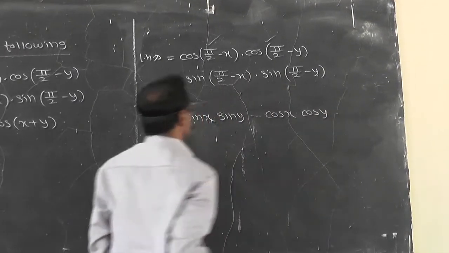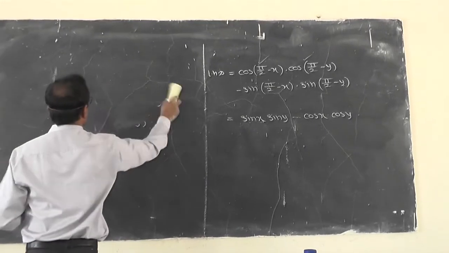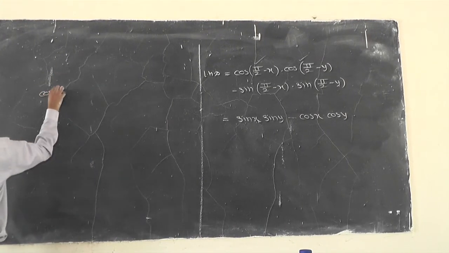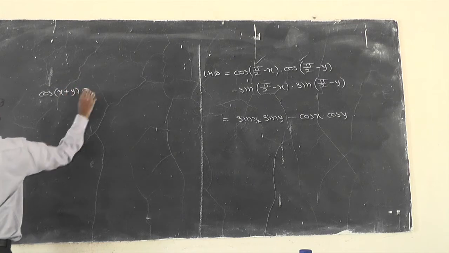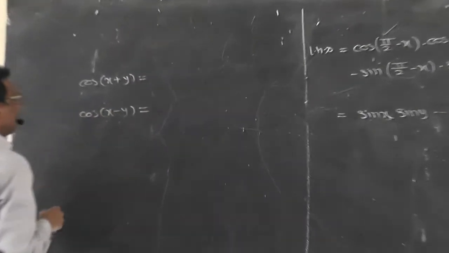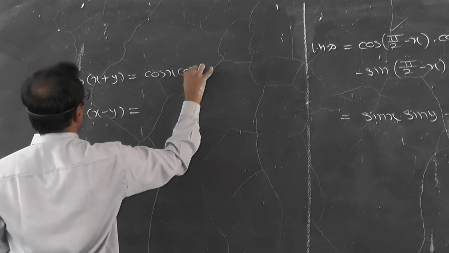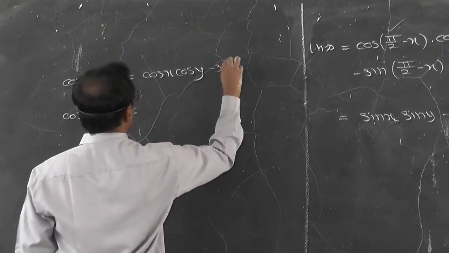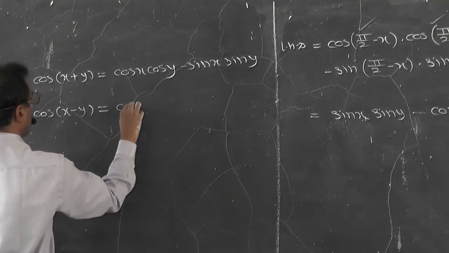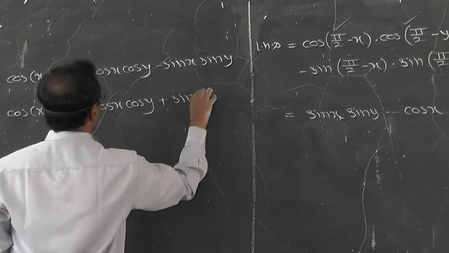Now as far as the current chapter is concerned, that is trigonometry second, in that we are discussing the formula for cos of x plus y and cos of x minus y. Now if we write here, the formula is cos x cos y minus sin x sin y. And for this one, the formula is cos x cos y plus sin x sin y.